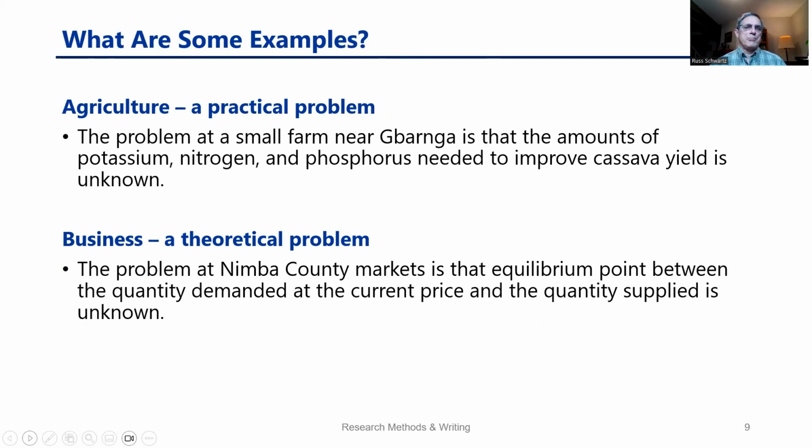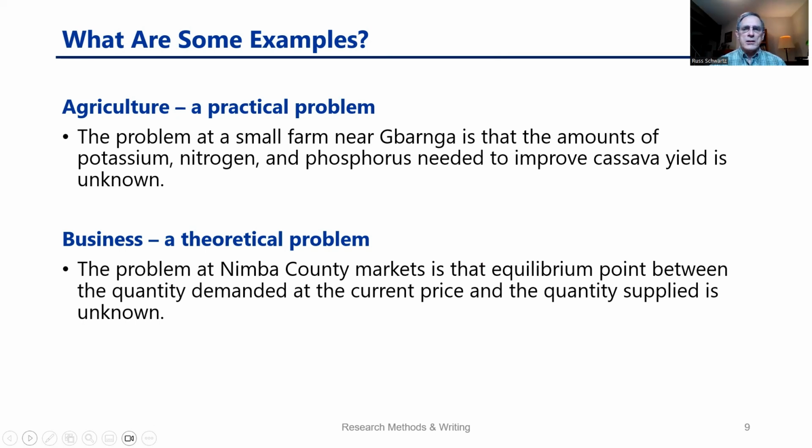So let's look at some examples of problem statements. Here is a practical problem in agriculture. The problem at a small farm near Banga is that the amounts of potassium, nitrogen, and phosphorus needed to improve cassava yield is unknown. So there we see the location and the problem.